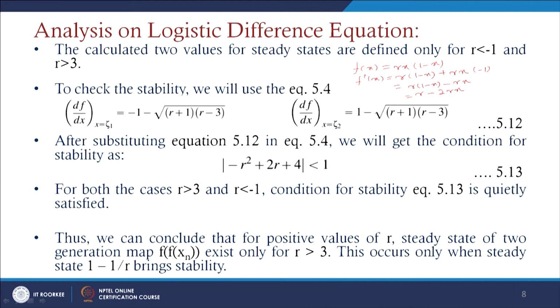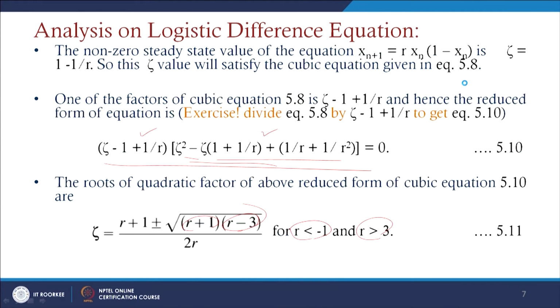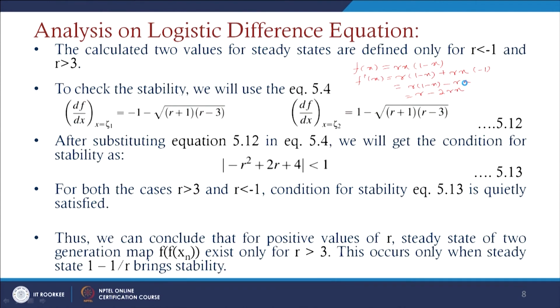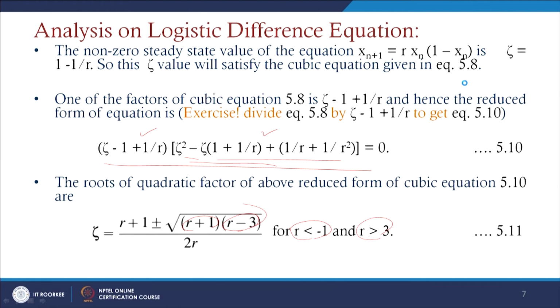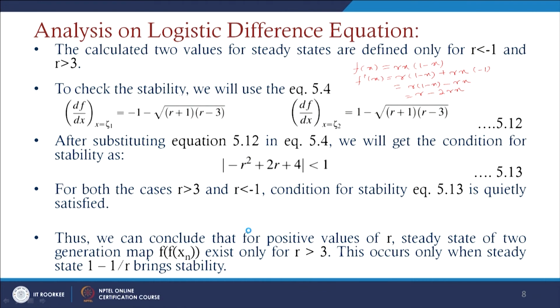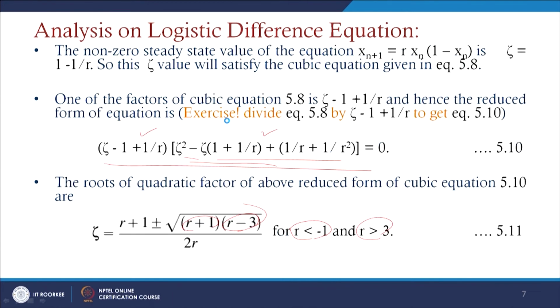So, if you put x equals zeta 1 here, then you can find the solution, since we have obtained these zeta values as r plus 1 plus or minus square root of r plus 1 into r minus 3, by 2 r. Based on this you can find df by dx at x equals zeta 1. Since we are writing here zeta 1 and zeta 2, the first root we can consider as r plus 1 plus square root of r plus 1 into r minus 3 by 2 r, and the second root we can write as r plus 1 minus square root of r plus 1 into r minus 3 by 2 r.